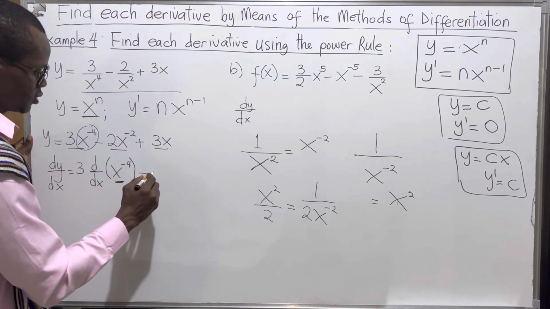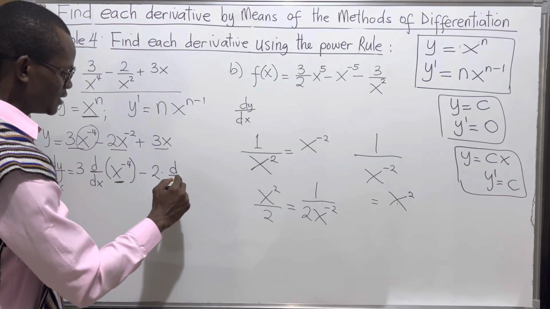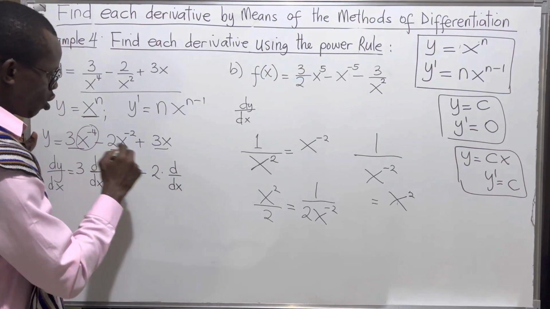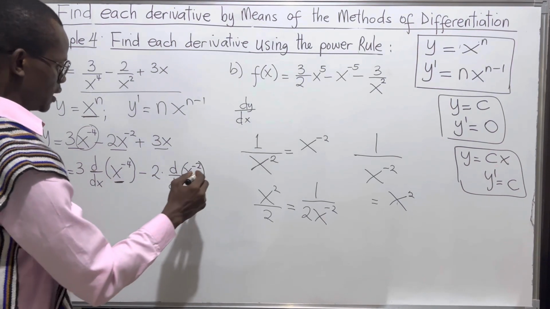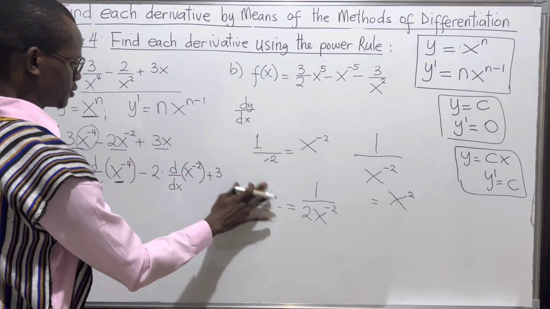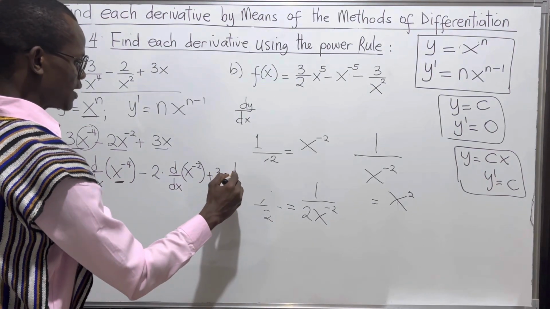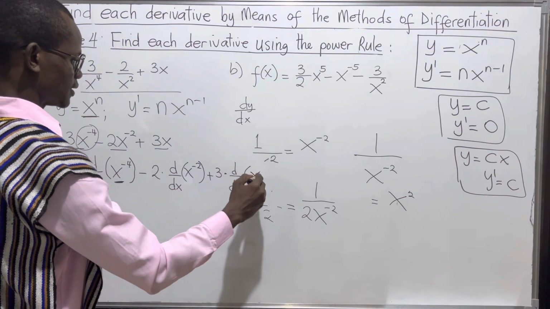So we have minus 2 times d by dx of x raised to the power minus 2. Then we have plus 3 times d by dx of x.